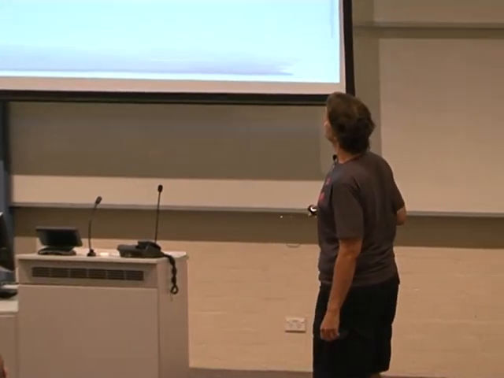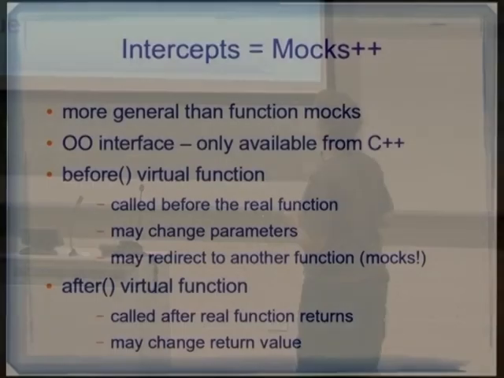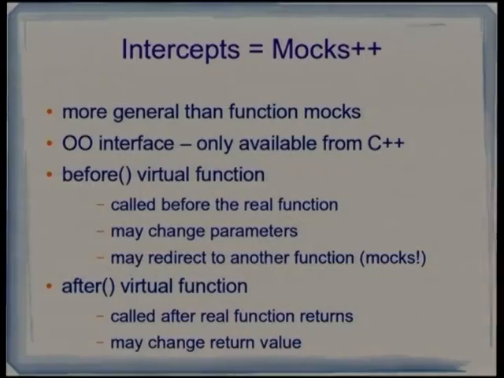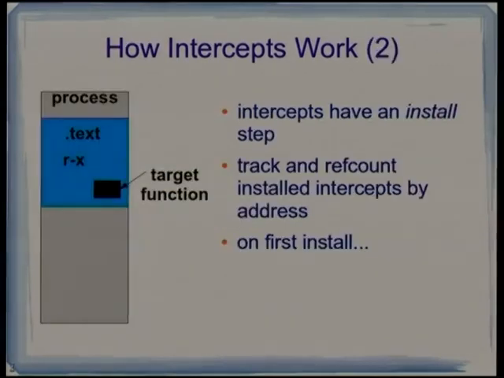And how do we do that? We use this mechanism called intercepts. It's actually a lot more powerful than mocking. You can do other things. But what happens is we use a breakpoint-like mechanism. It's less general than real breakpoints. It only works at the start of a function. And there are a few other limitations. And the way this works, the first thing we do is we basically insert a breakpoint.